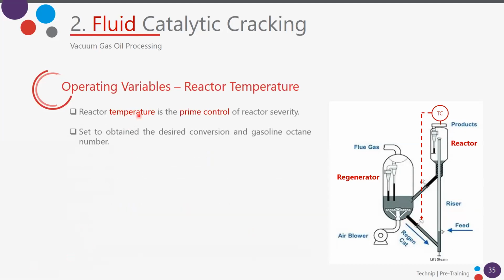So the reactor temperature is the prime control of the reactor severity or conversion, and is set to obtain the desired conversion and gasoline octane number. It is more or less fixed by the licensor according to the feed characteristics. You have to work at this temperature more or less to get your desired products.